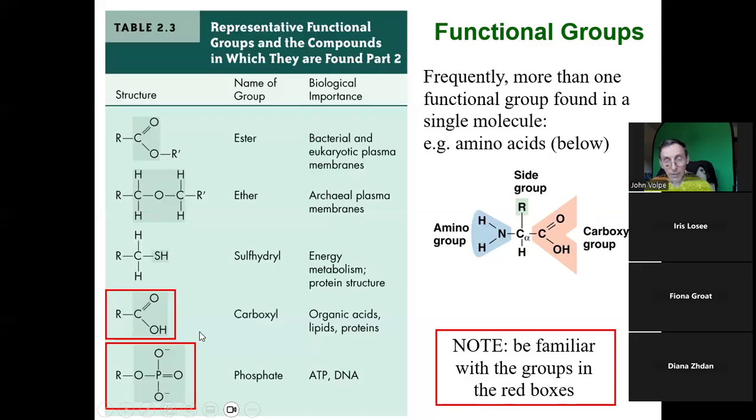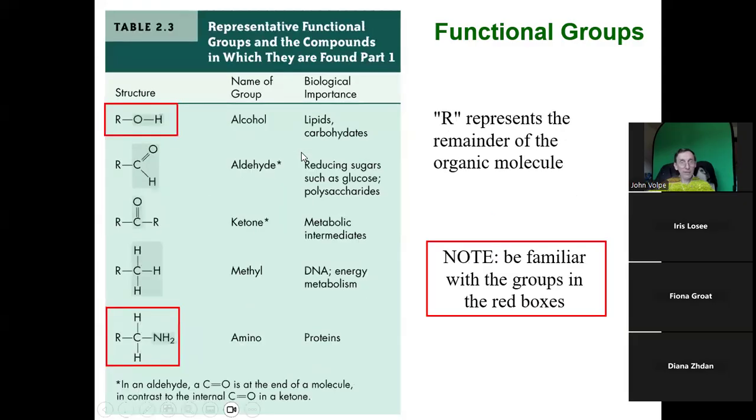And why do you think I want you to be familiar with these functional groups? Because they have different properties. Yeah, they have different properties and they give the molecule a different property. But there are some other groups like the sulfhydryl group and the ester group. I don't care if you know these. Why do I want you to know the carboxyl group, the phosphate group? Let's go to the previous slide. The OH group and the amino group.